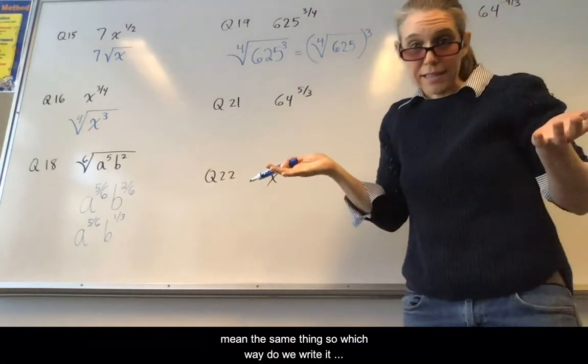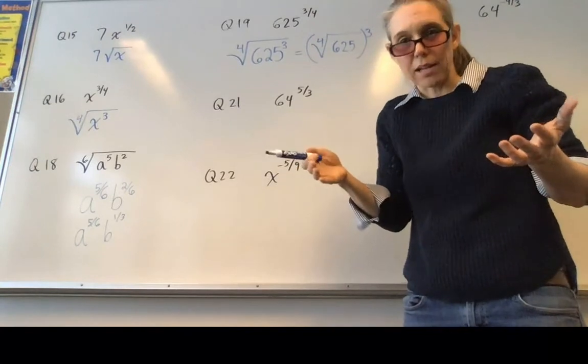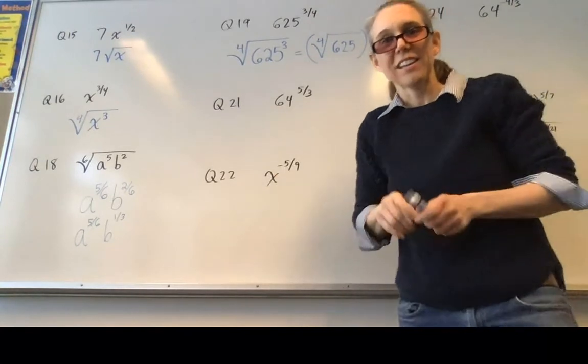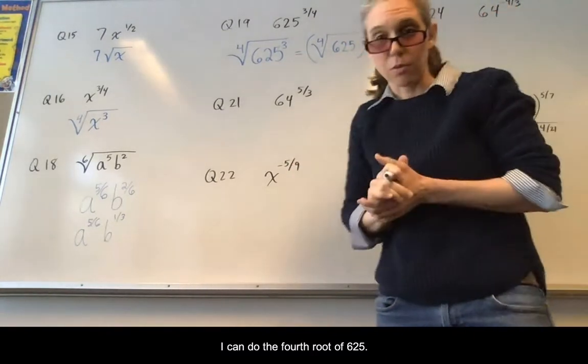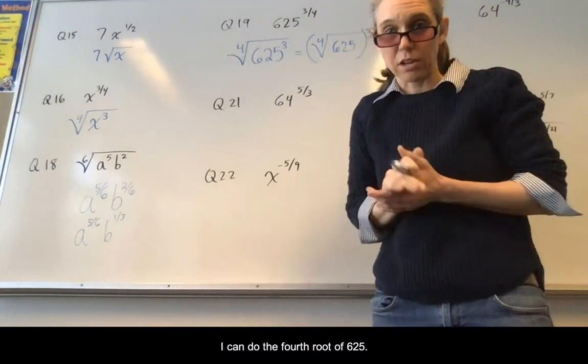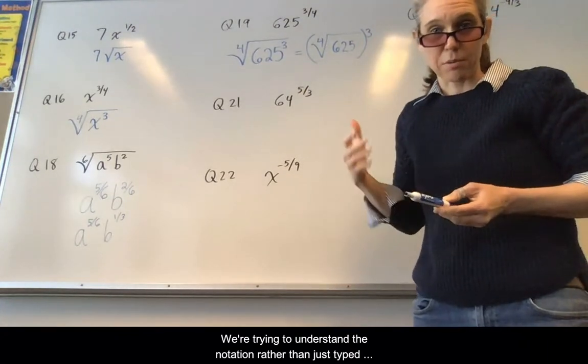So which way do we write it? Whichever way is easier for us. Not easier to write it, but easier to simplify. Okay, so I can do the 4th root of 625. Now, if you can't figure out the 4th root of 625, that's fine. You can use a calculator for that. But we're trying to understand the notation rather than just type it in the calculator.